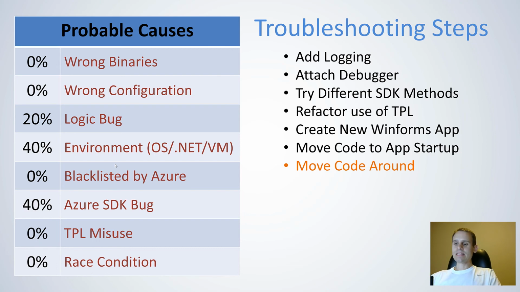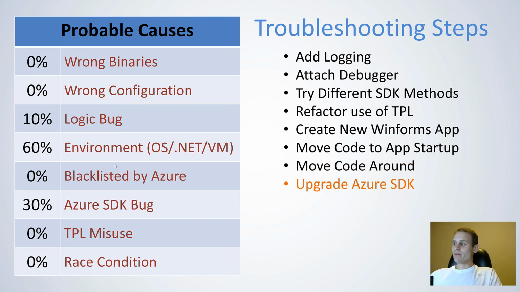And that led me to believe that, okay, it wasn't the misuse of the task parallel library. There wasn't a race condition here. I'm not being blacklisted. Maybe there's still a logic bug, but it's got to be something like the environment or the Azure SDK, because it just doesn't make sense that you move it to the beginning of the startup, it works, and then you move it to the end of your startup, and just a simple SDK method stops working.